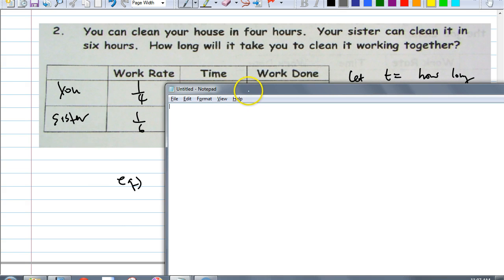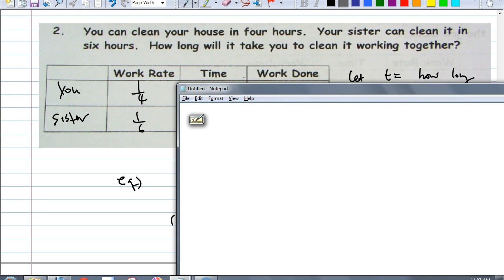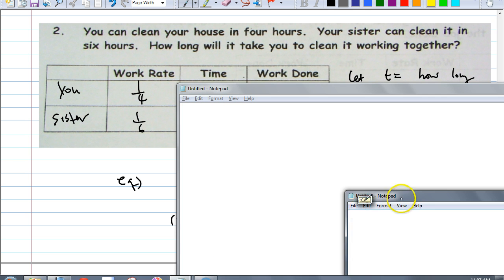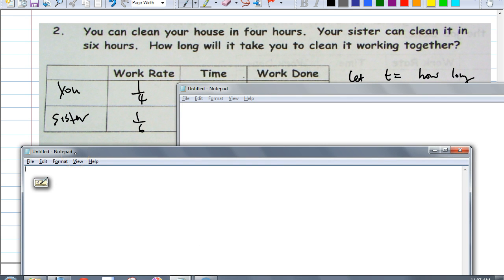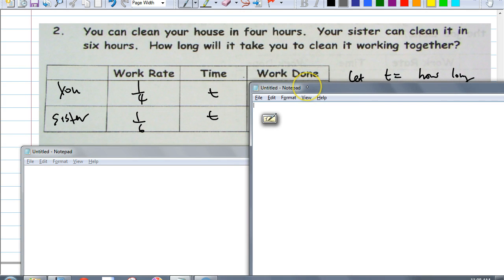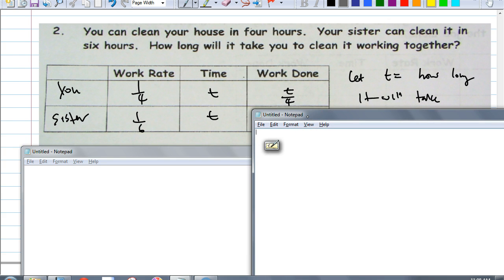Yes, very good. Now, what about the time for us, you and sister? Andrew. T and T. That's right. It's T and T for both, right, Andrew? Good. Savannah, what's the work done then? How much work have I done within this time? T over 4, yeah. And then what about your sister?